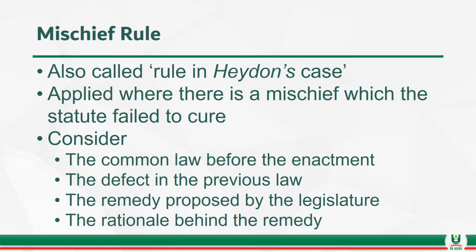And to the mischief rule, which is the last we'll talk about in this lesson. It is called the rule in Heydon's case because it's in that case that the principles were established. And the whole point of the mischief rule, again, like the golden rule, follows from the literal rule, is that if a statute has failed to cure a mischief, then apply the mischief rule in order to cure that mischief. So in some way, the mischief rule also seeks to bridge a gap.